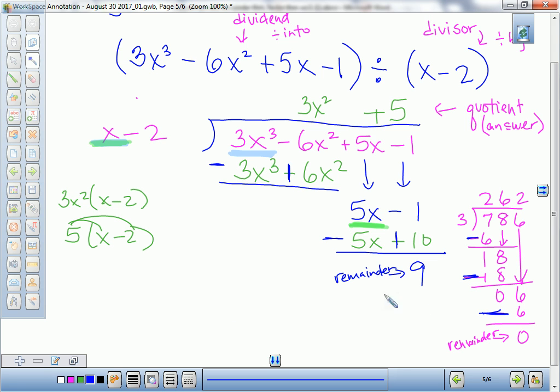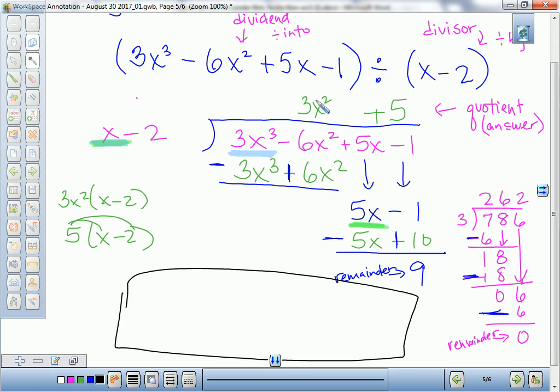Now, when we have a remainder, we take the remainder and write it over the divisor. So our answer is going to look like this, guys. Our answer is this quotient part, 3x squared plus 5. And then what we do is we take our remainder and put it over the divisor. And that's our answer.